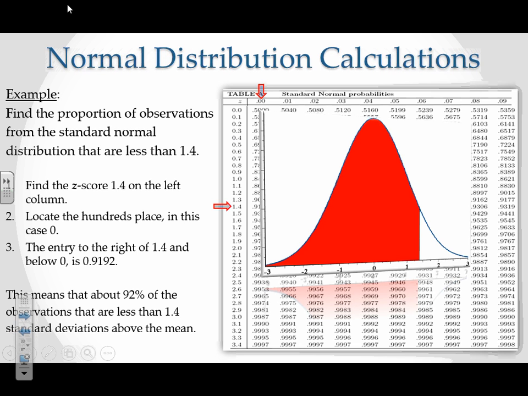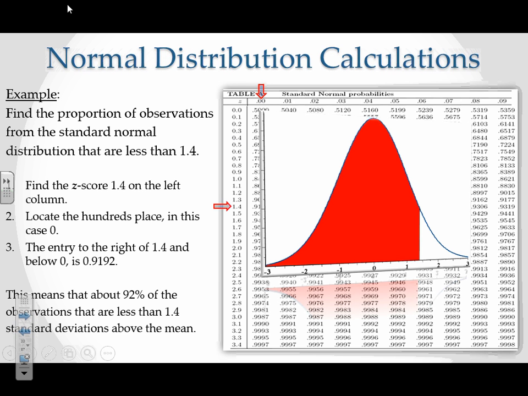When you find your actual value, reporting 0.9192 is not your answer. This is not a time where you can just say x equals this and be done. It requires an explanation. So this 0.9192 means that about 92% of all observations are less than 1.4 standard deviations above the mean. So this percentage means that's the area to the left of this 1.4 standard deviations above the mean.